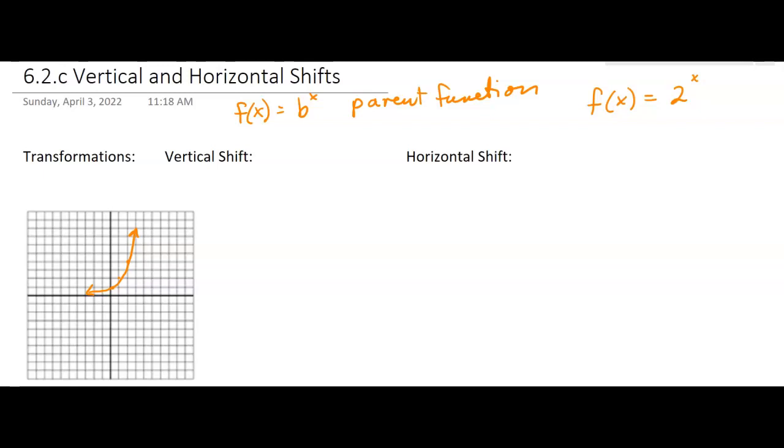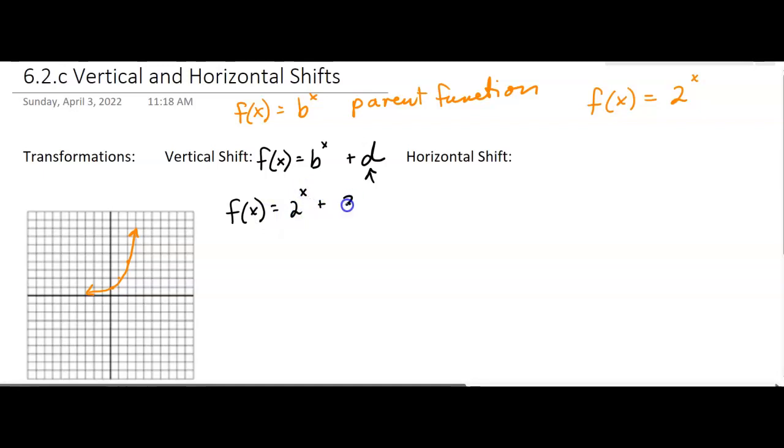Well, now if we change for a vertical shift, the form is going to look like this. F of x equals b to the x plus, could be minus, the number could be negative, d. This is going to do a vertical shift, the d. So let's say we have f of x equals 2 to the x plus 3. Well, then I'm going to just pick up that graph, the parent function, and I'm just going to move everything up 3. So 1, 2, 3.